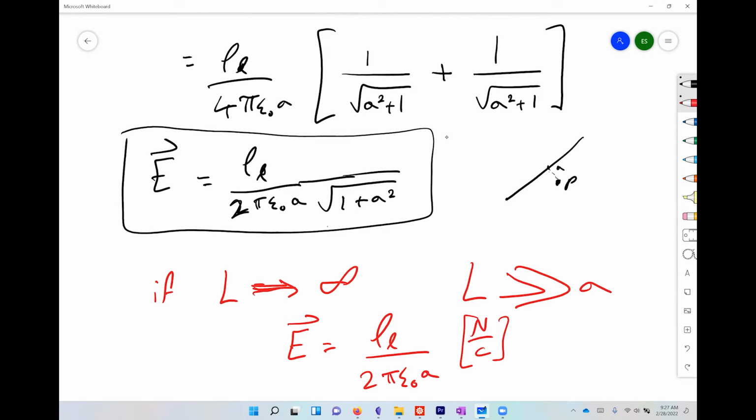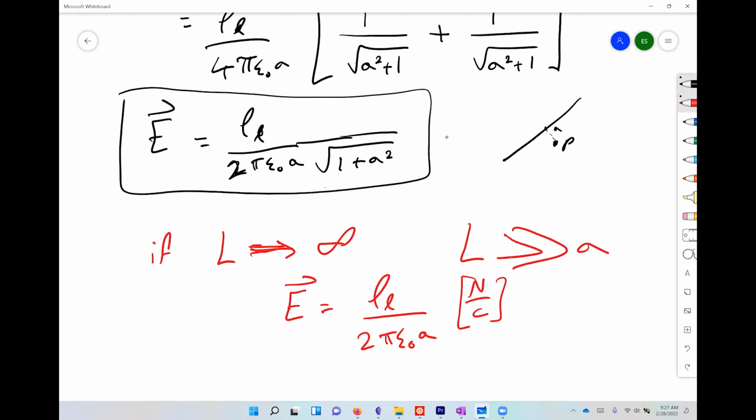Okay, you want to check whether this is right or wrong, by the way. One way you can check is by checking the units, right? Because the electric field comes from something like Coulomb's law, and Coulomb's law expects a charge over epsilon naught times a distance squared. Here, I don't have a distance squared, I have only distance, right?